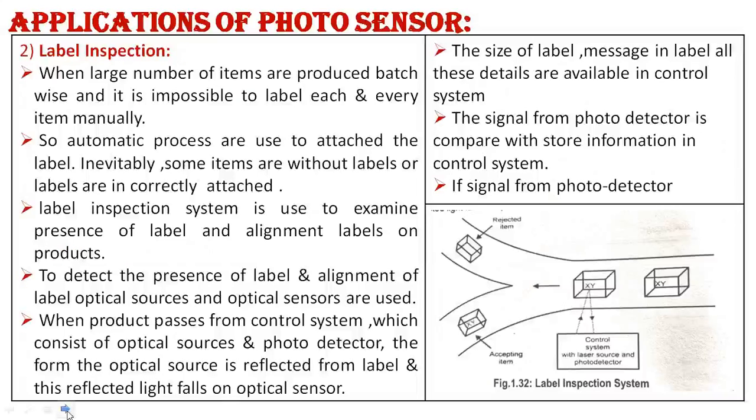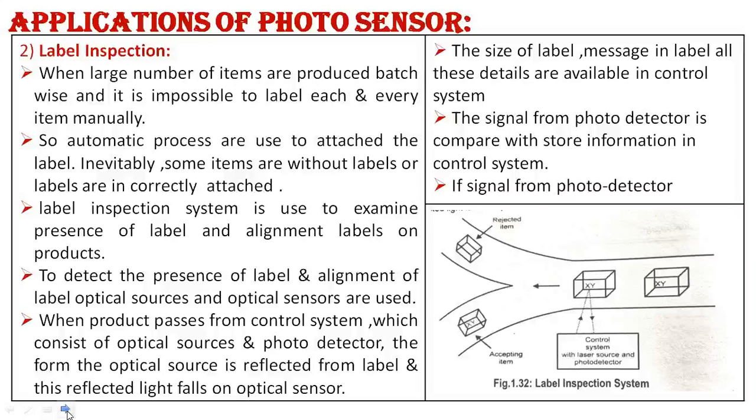Next is the application of photosensor: label inspection. See the diagram of how to inspect the label of an item or object. When a large number of items are produced batch-wise, it is not possible to label each and every item manually, so automatic processes are used to attach the label. Inevitably some items are without labels or labels are incorrectly attached. Label inspection is used to examine the presence of the label and alignment of the label on products, to detect the presence and alignment of the label.